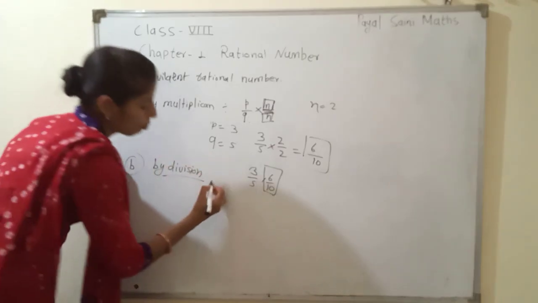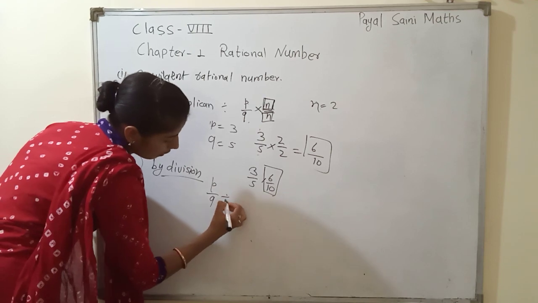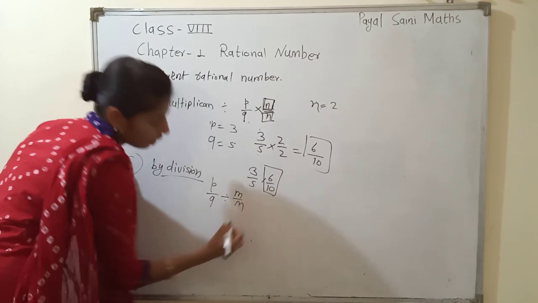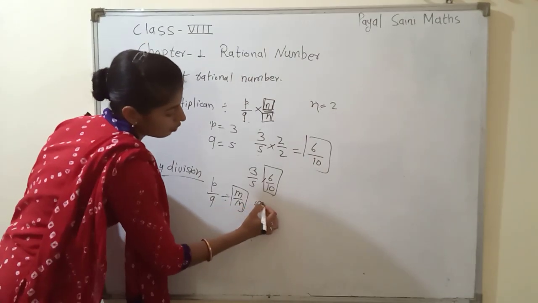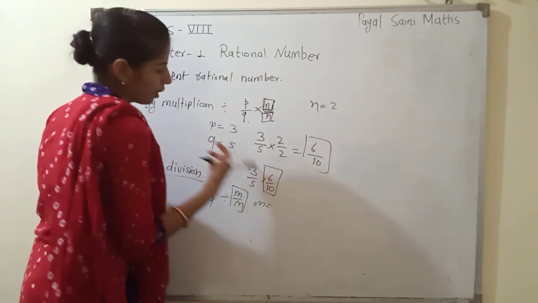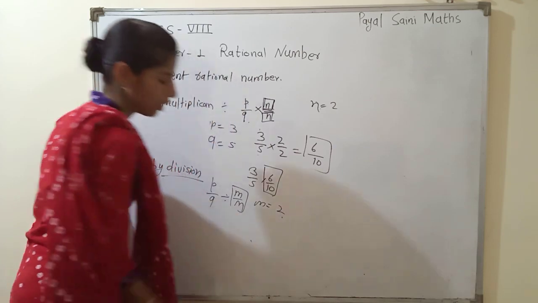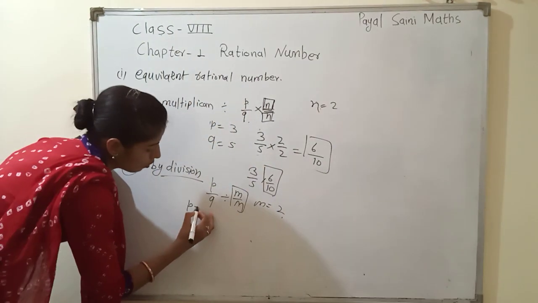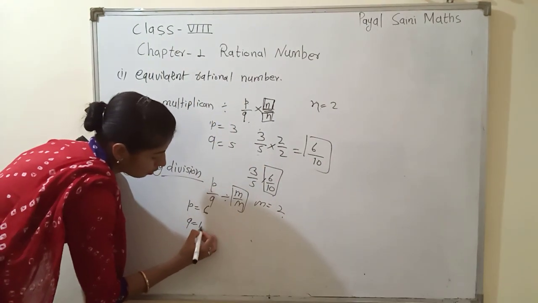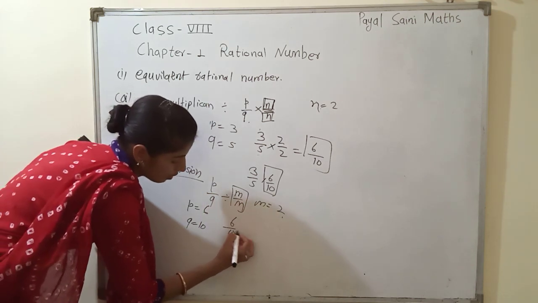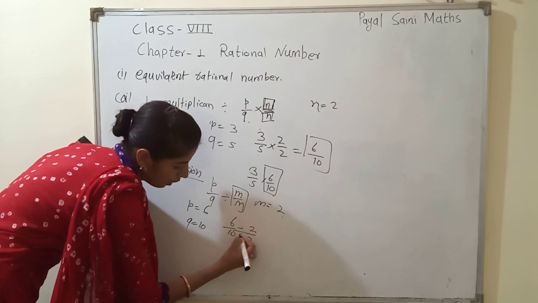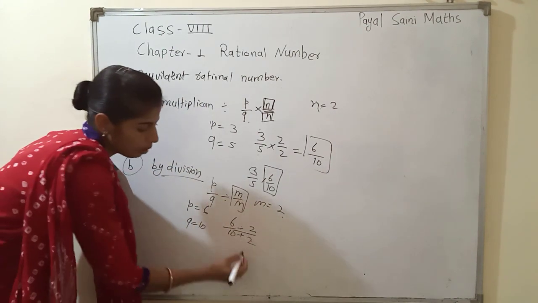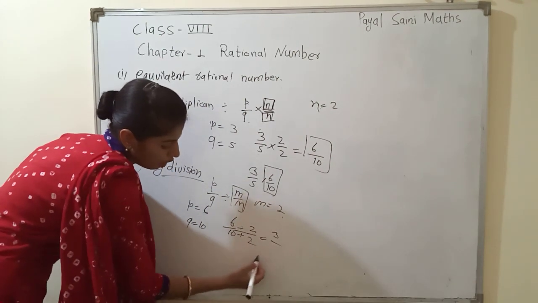For division, P by Q is divided by the same number, and I write here m by m. M by m means you put the m value. I would put the m value as 2, and the P value is 6 and the Q value is 10. Then 6 by 10 is divided by 2 by 2. 6 divided by 2 is 3, and 10 divided by 2 is 5.